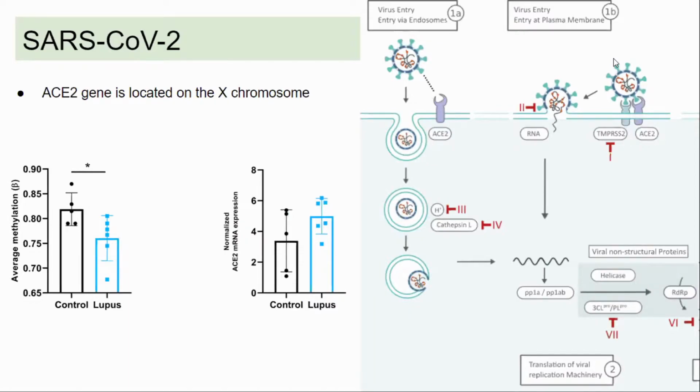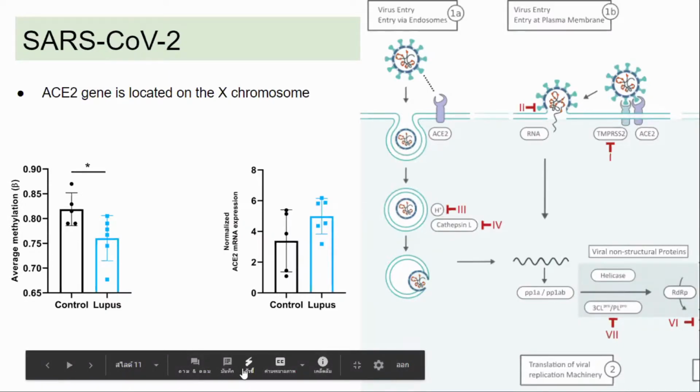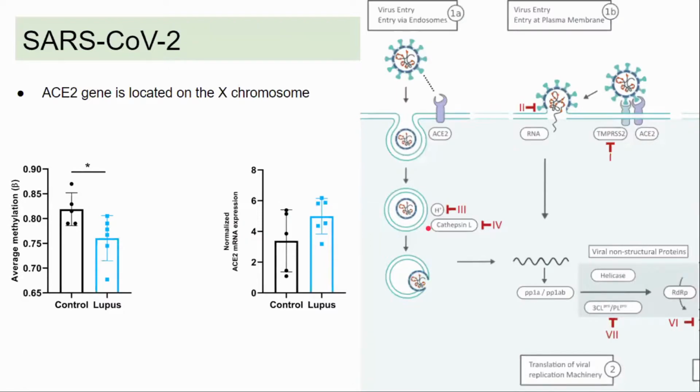Okay, and in SARS-CoV-2, the ACE2 gene is also located on the X chromosome. In the picture on the left side, you see two mechanisms, as group 1 already said: entry via the endosome by the ACE2 receptor and via the plasma membrane. So in this paper, they took information from a previous article that investigated DNA methylation in lupus patients.